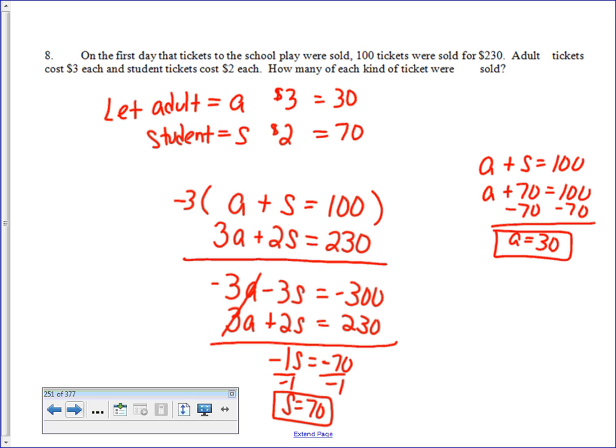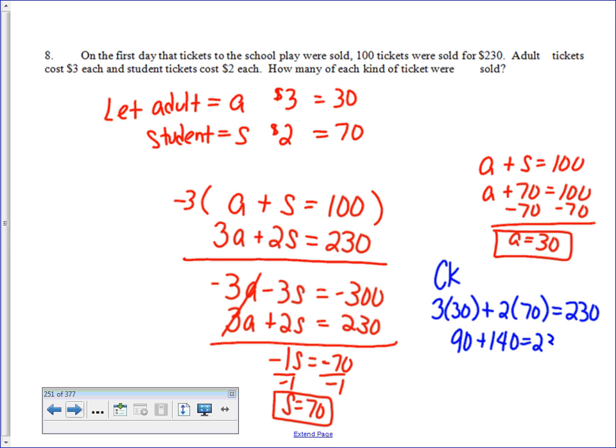I am now going to perform a check to make sure my money works out. So if I take 3 times the 30, which is the adult tickets, plus 2 times the 70, which is the student tickets, that should equal $230. And I have 90 plus the 140. Does that equal 230? And I do. I get 230 to equal 230, and the check works.